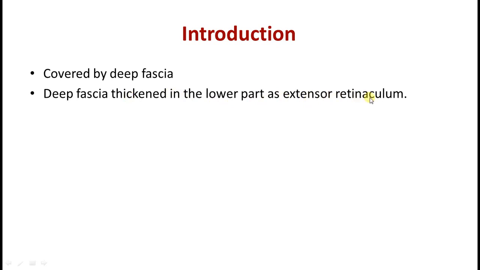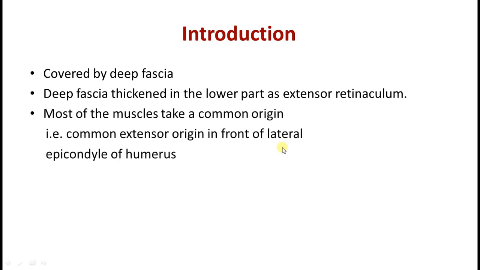The deep fascia of the forearm is called the antebrachial fascia. The antebrachial fascia is thickened in the lower part of the forearm, in the flexor compartment as the flexor retinaculum. In the extensor compartment it is thickened to form the extensor retinaculum. Apart from that, it forms intermuscular septa, which get attached to the radius and ulna, the bones of the forearm.